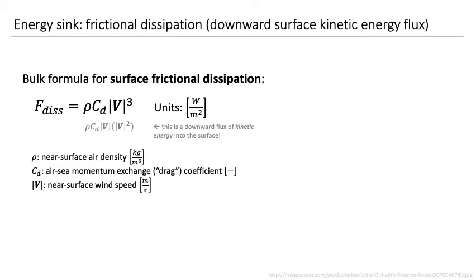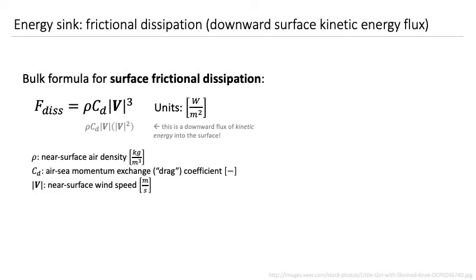And now let's talk about the energy sink, which is frictional dissipation. I'm going to put this in parentheses. You can think of this as a downward surface kinetic energy flux, to put it in the same parlance as the energy source. And we also have a bulk formula for surface frictional dissipation, which is given by this equation here, again, is density times a drag coefficient, an air-sea momentum exchange coefficient, times the near surface wind speed cubed. Again, has units of watts per meter squared.